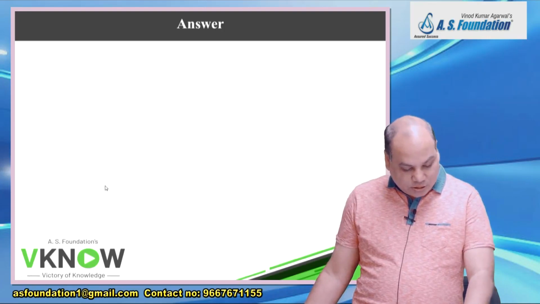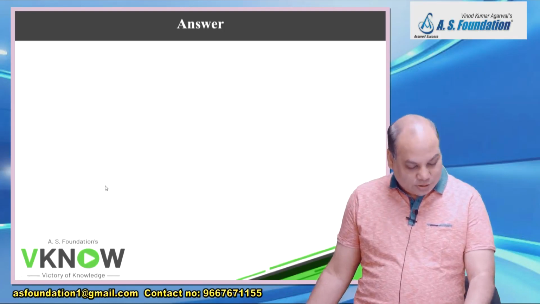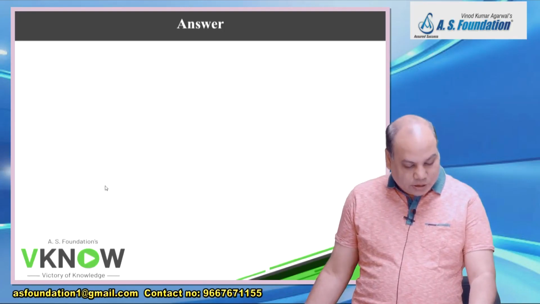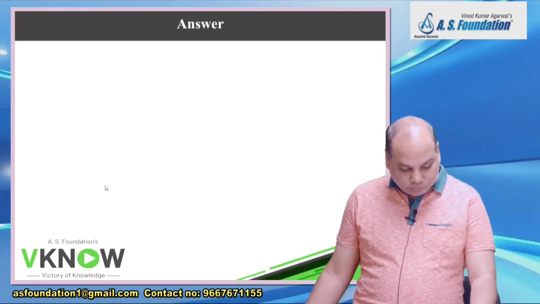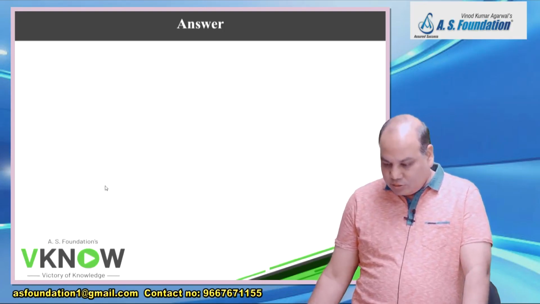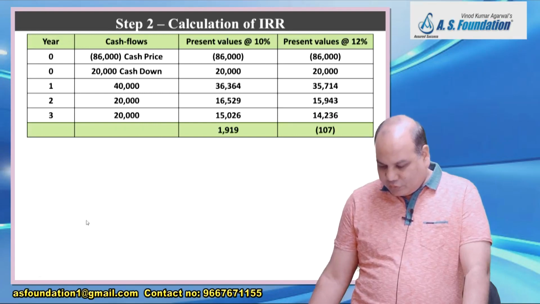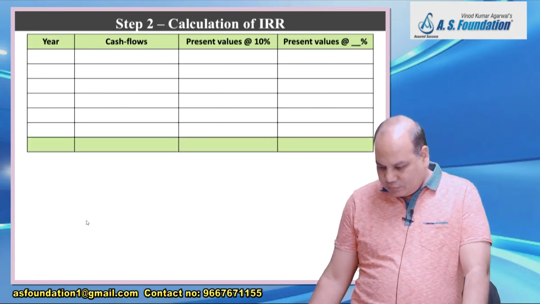Payment was to be made as under: 1st April, 6,000. What is that? Down payment. 31st March 6, 31st March 7, 31st March 8. Calculate the amount of interest included in each installment. So we'll have to compute the IRR. Is it right? So write down directly calculation of IRR.